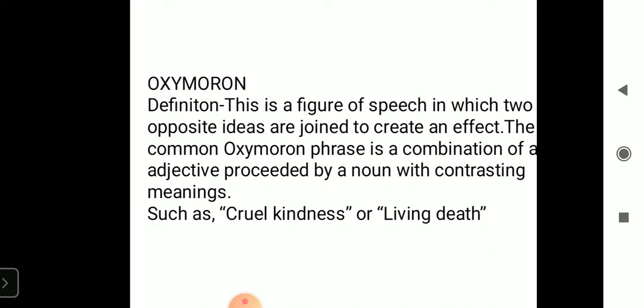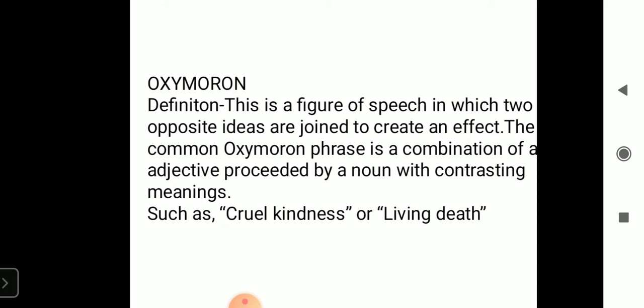So repetition we have done. Then oxymoron. This is a figure of speech in which two opposite ideas are joined to create an effect. Two opposite ideas are joined to create an effect. For example, if I say kind, unkind, cruel, kindness, the example has been given here also. Living, death. How can a death be living? Two contradictory words, two contradictory meanings are given, right? That's why it is an oxymoron.